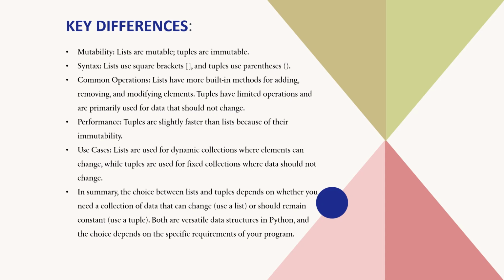Use cases: lists are used for dynamic collections where elements can change, while tuples are used for fixed collections where data should not change. In summary, the choice between lists and tuples depends on whether you need a collection of data that can change, use a list, or should remain constant, use a tuple. Both are versatile data structures in Python, and the choice depends on the specific requirements of your program.